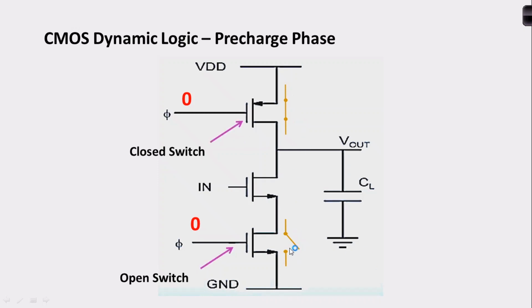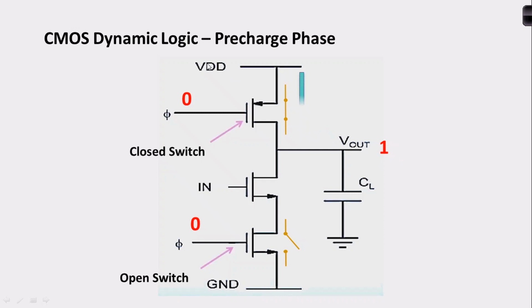When I have an open switch over here and a closed switch over here, since it is open, I don't get any path connected to the ground. But since this path has a closed switch, I get a path connected to VDD. So it is going to charge this load capacitance to VDD, so that I'll be getting logic 1 over here. That logic 1 means it is equal to VDD.